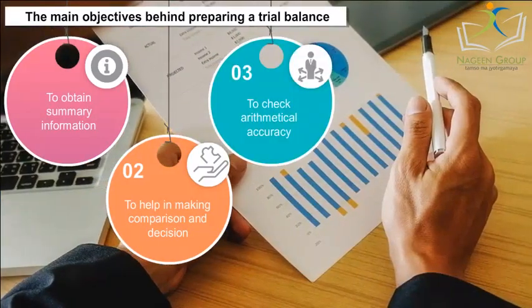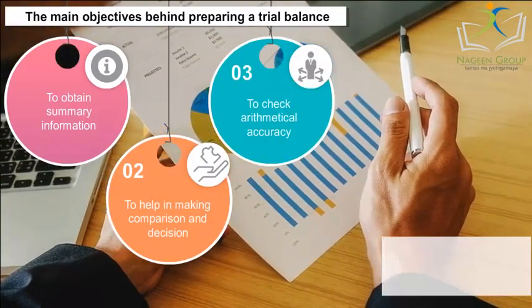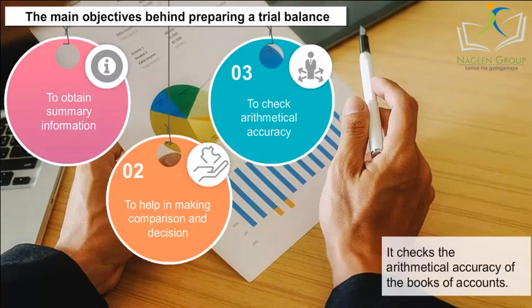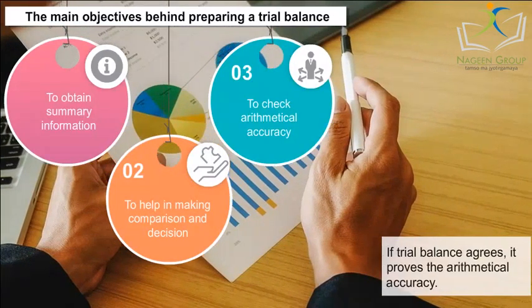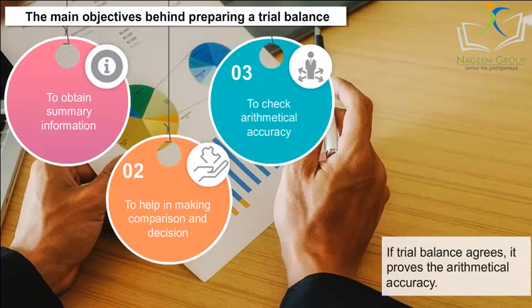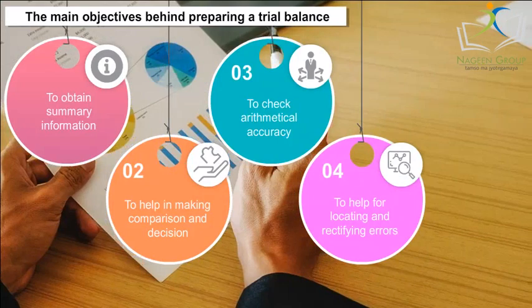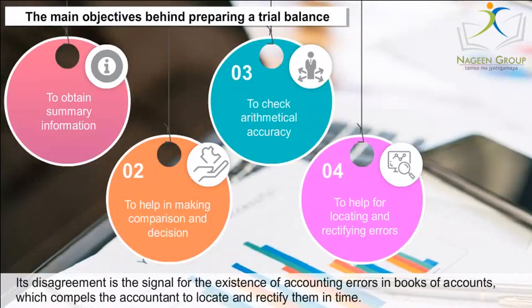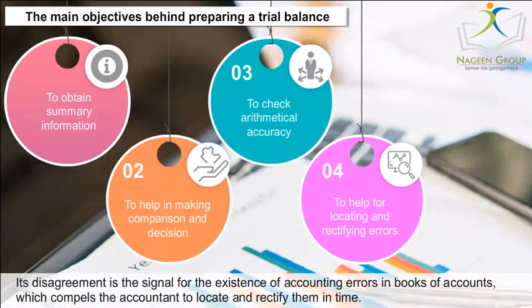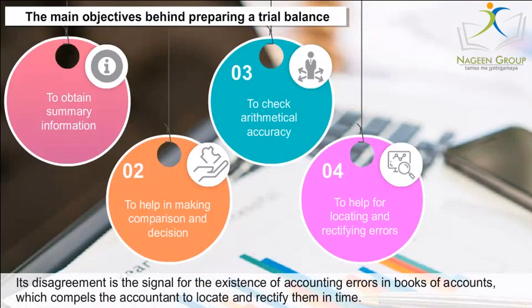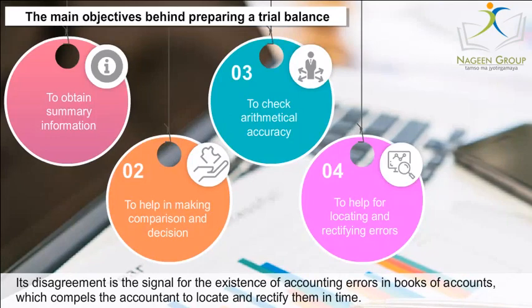3. To check arithmetical accuracy. It checks the arithmetical accuracy of the books of accounts. If the trial balance agrees, it proves the arithmetical accuracy. 4. To help for locating and rectifying errors. Its disagreement is the signal for the existence of accounting errors in the book of accounts, which compels the accountant to locate and rectify them in time.